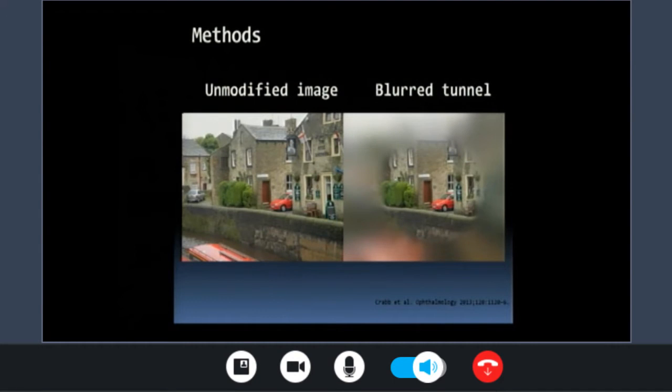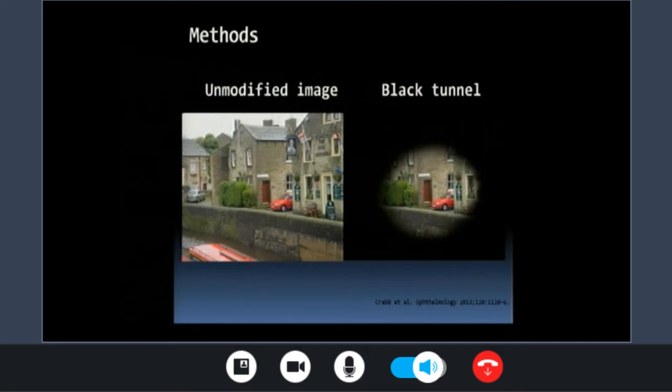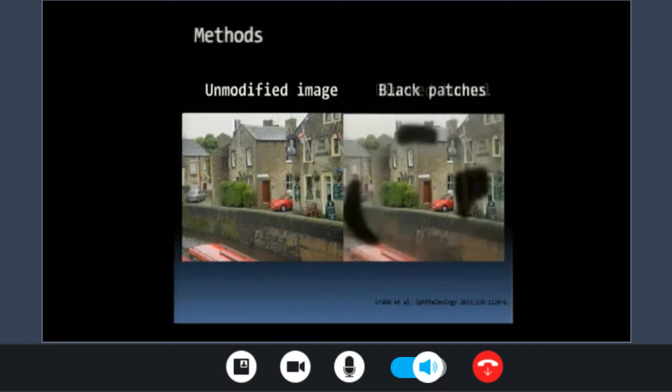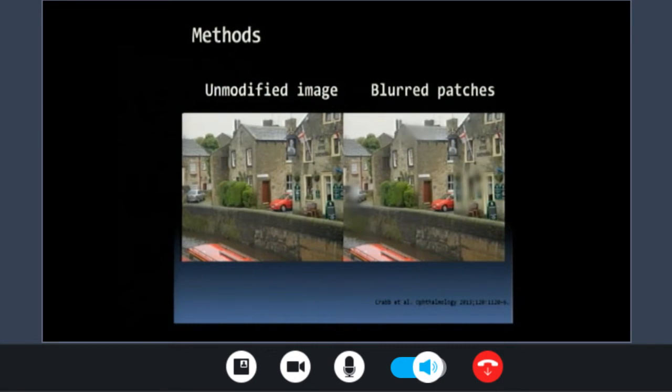This is the blurred tunnel. The previous was the black tunnel. This is the blurred tunnel. And this is the black patches, sorry. And this is the blurred patches and the missing parts.